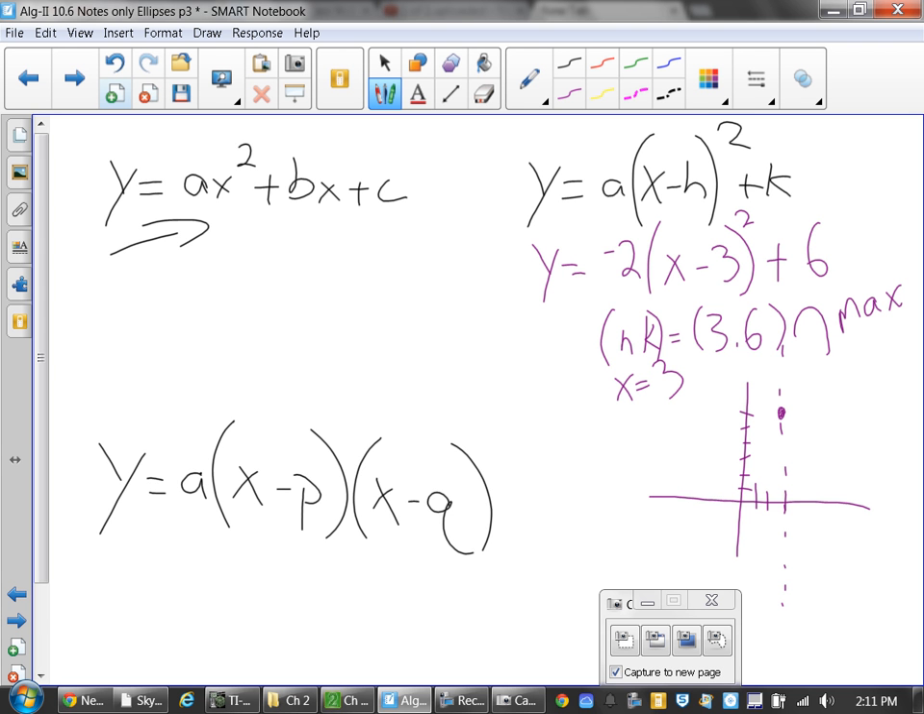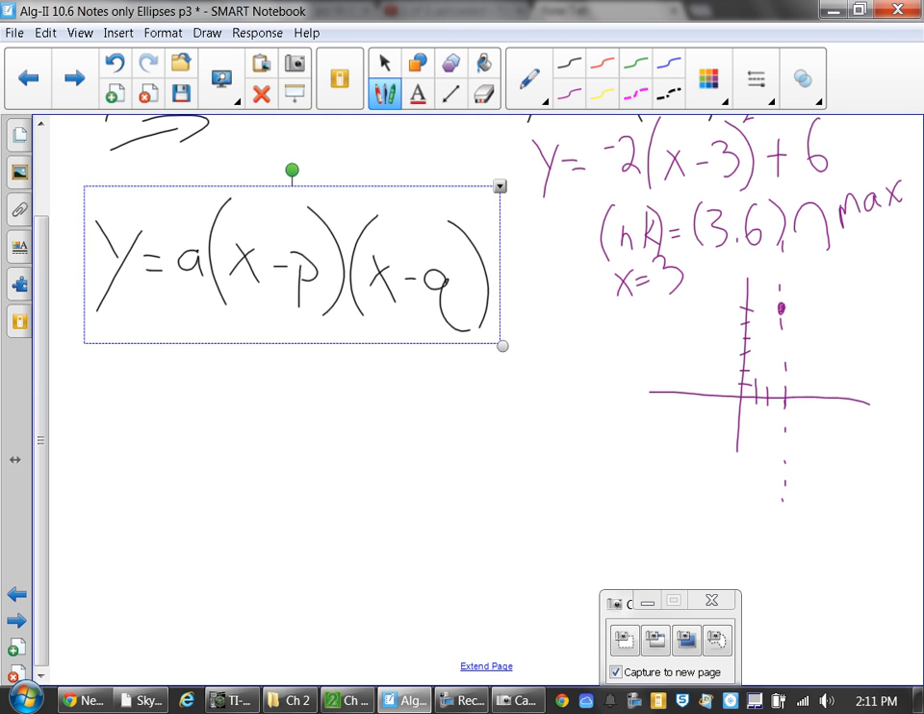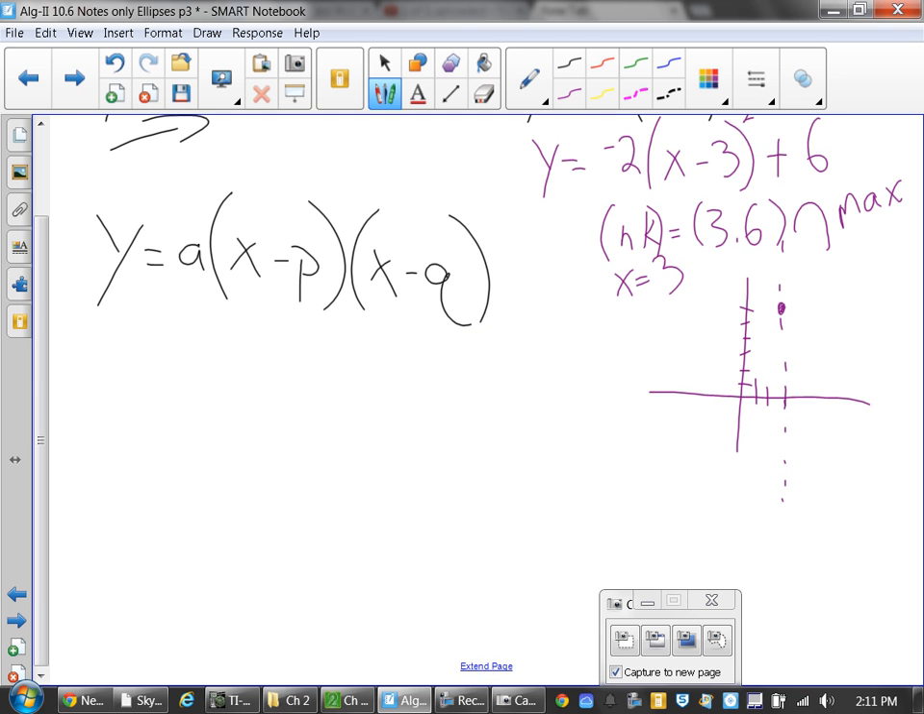Okay. When you get into the other form, this was our zero form, our intercept form. You guys found that one to be very easy to work with as well. In this case, let's say you had 3x minus 1 times x plus 5. And I wanted to graph that, and I want to label out all my parts.